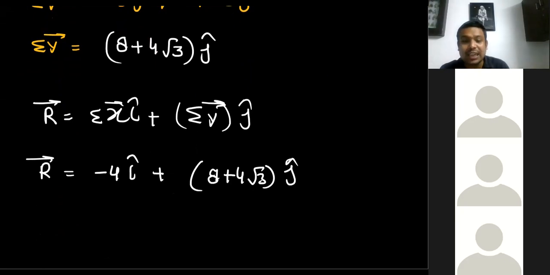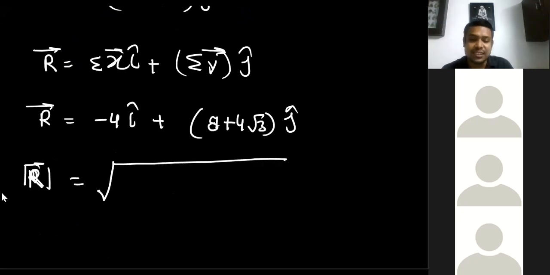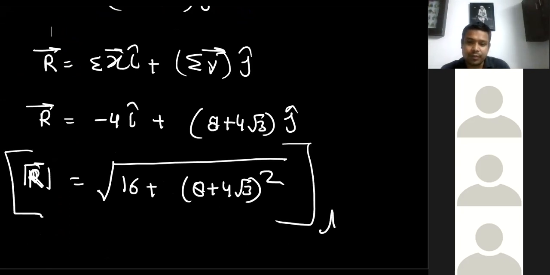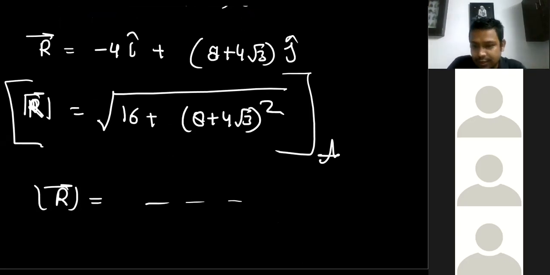If you want to calculate the magnitude of this vector R, it is the square root of the coefficient of I squared, which is 16, plus the square of 8 plus 4 root 3. You can write it in this form, give the multiplications and solve, and you can very easily get the result. Do you understand the concept of how to tackle the polygon method, means how to add more than 2 vectors?